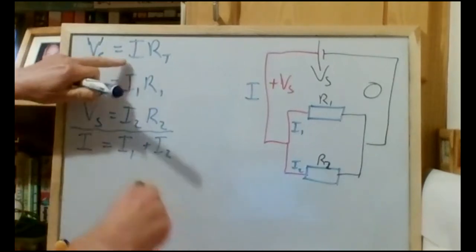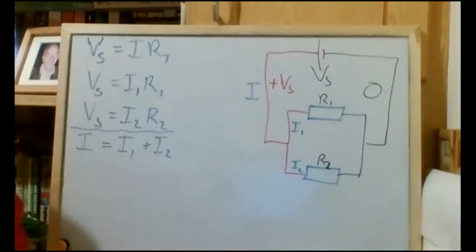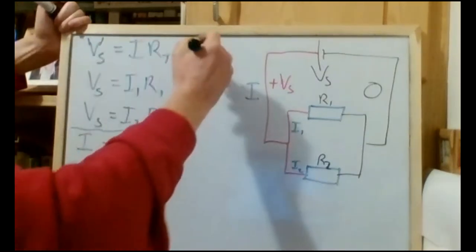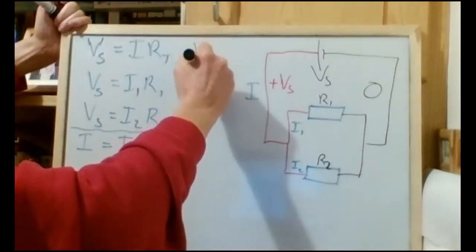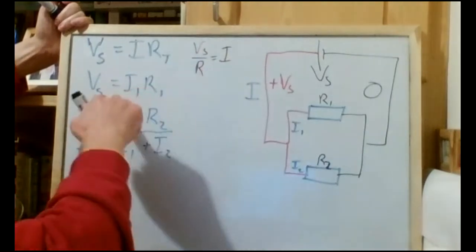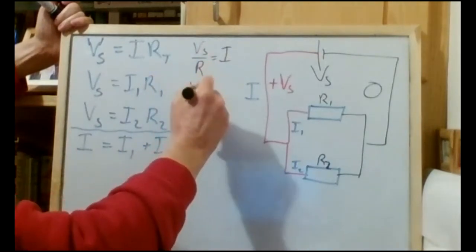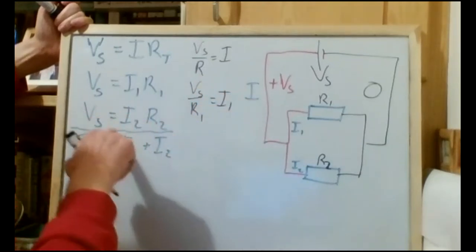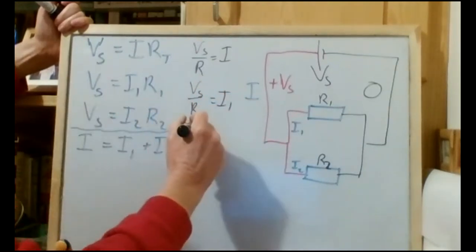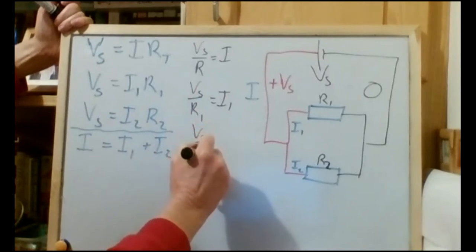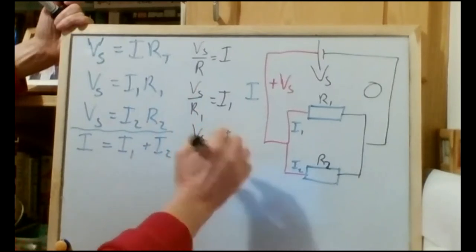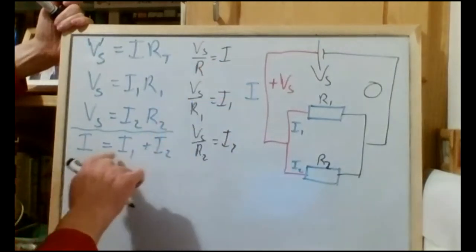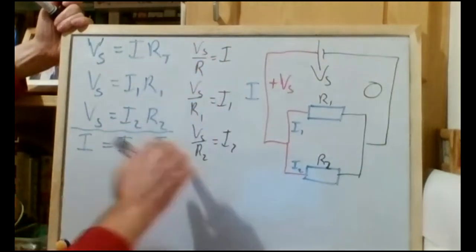Now, we can go back up here and get an expression. You'll see that if I bring RT across, it goes under Vs. Vs over RT equals I. This one, Vs over R1 equals I1. And here, R2 can go under Vs, and you get I2. So we're going to replace I, I1, and I2 by these three expressions here.